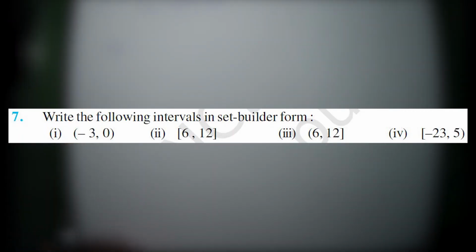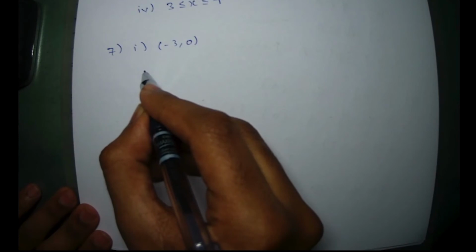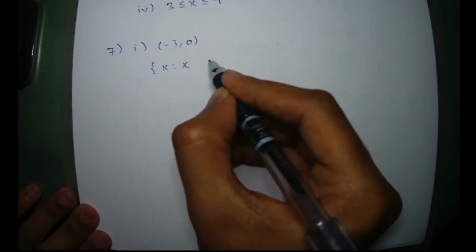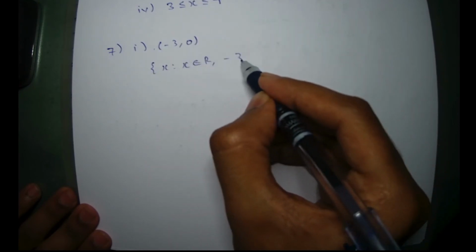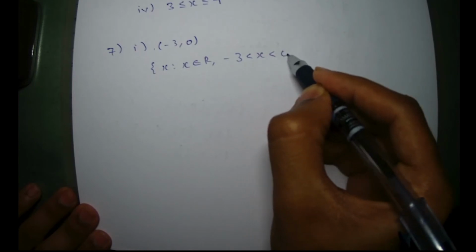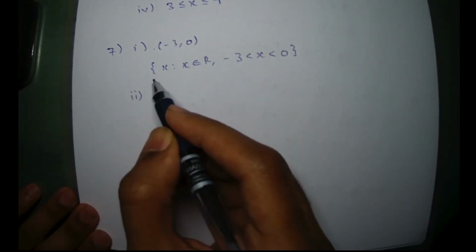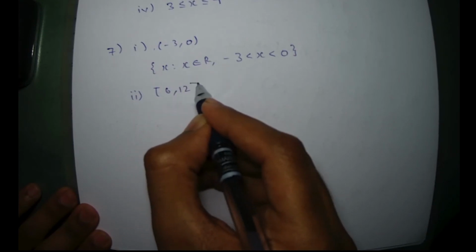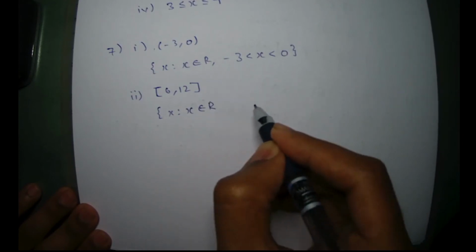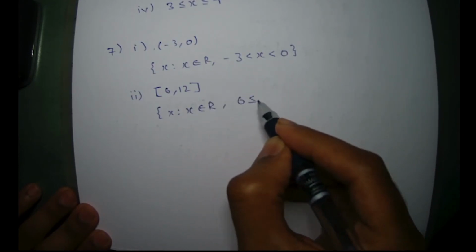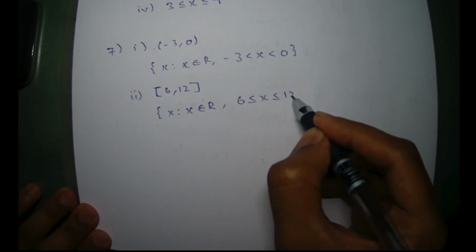Coming to the seventh question, write the following intervals in set builder form. The first question is (-3, 0). So we can write x belongs to R, and since we have round brackets here, -3 is less than x and x is less than 0. The second question is [6, 12] in square brackets. So we have x where x belongs to R and 6 is less than or equal to x, less than or equal to 12.